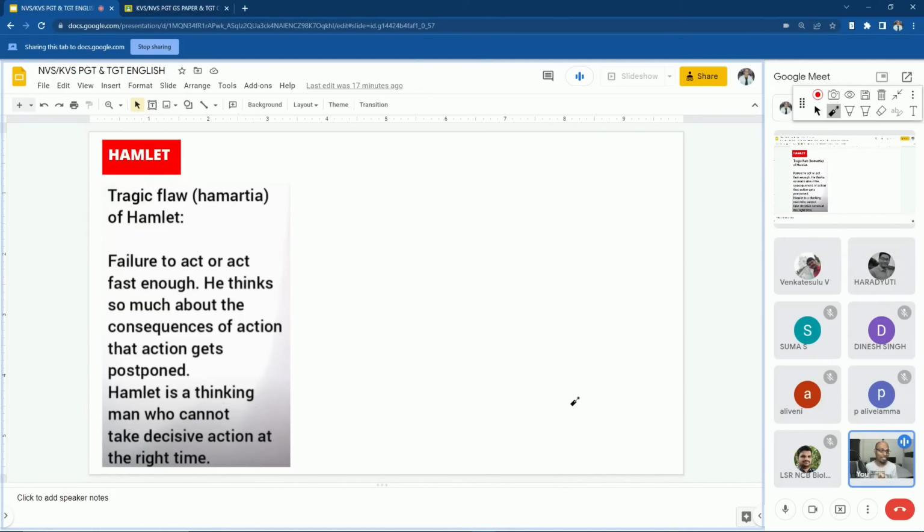So we don't have that kind of, yes sir, Hamlet's problem, you know, irresolution, no decision. But in other words, we are hasty in taking decisions to marry.